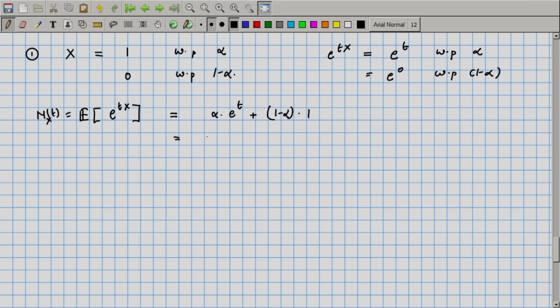So, this can be written as 1 plus alpha times (e raised to t minus 1). Okay. So, this is clearly less than e raised to alpha times (e raised to t minus 1). Okay.